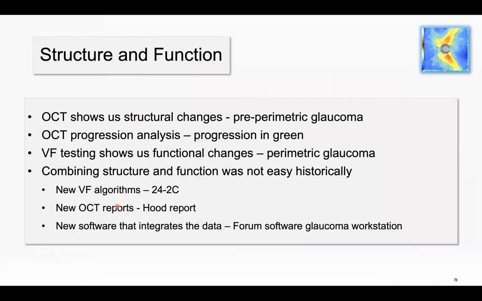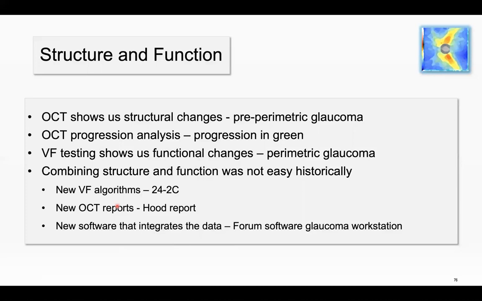And fifth, summary slides now. OCT shows us structural changes starting as early as the preperimetric glaucoma stage. With OCT progression analysis, we can monitor the disease, and in addition, we can diagnose damage even before using the progression in green concept. Visual fields show us functional changes, but the damage starts much later on the visual fields.